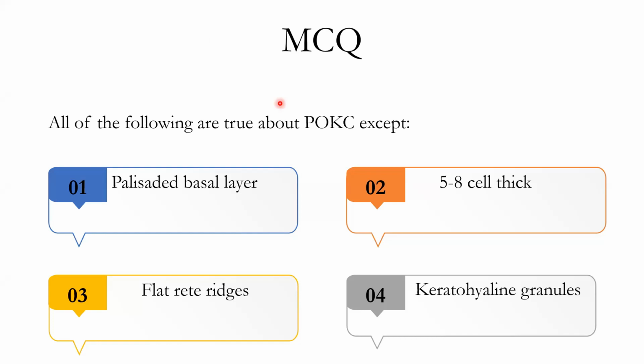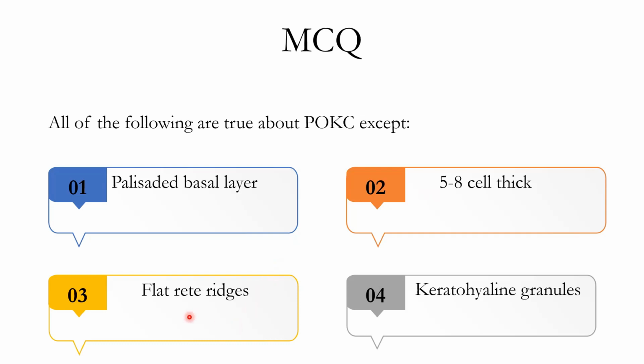So the question is, all of the following are true about the histopathology of POKC except. So the options given are palisaded basal layer, 5 to 8 cell thick, flat rete ridges, keratohyalin granules. Does POKC have palisaded basal layer? Yes, it has, and that's what gives it a tombstone appearance or a picket fence appearance. Is it 5 to 8 cell in thickness? Yes, it is, and it is quite uniform.